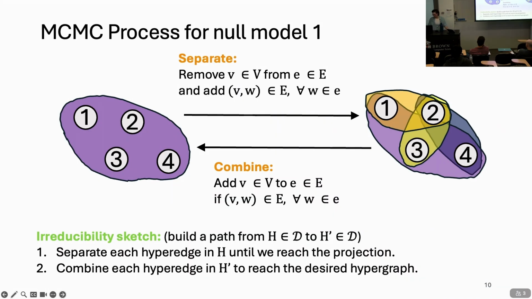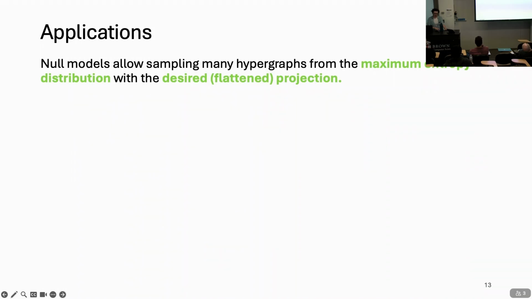Okay, great. So these two null models allow us to sample many hypergraphs with the same projection. And specifically, we're taking the maximum entropy distribution with this desired either projection or flattened projection, right? The uniform distribution has maximum entropy over this constraint.